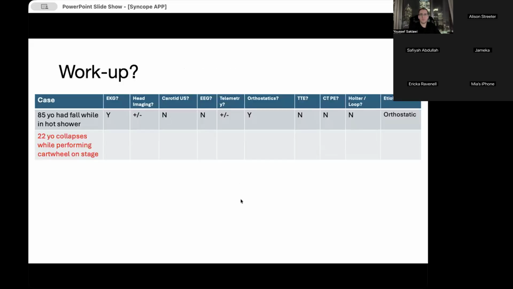So for this lady who collapsed while performing a cartwheel, would you all get a CTPE? Would you get a Holter? Yes or no? If she's healthy and doesn't have any reason that a D-dimer can't be done, I probably would D-dimer her first before exposing her to contrast. But that would be something you could consider, based on the risk factors and the history, because that would potentially cause her to syncopize, right? Yeah, I love that. And what's your vote on Holter monitor?